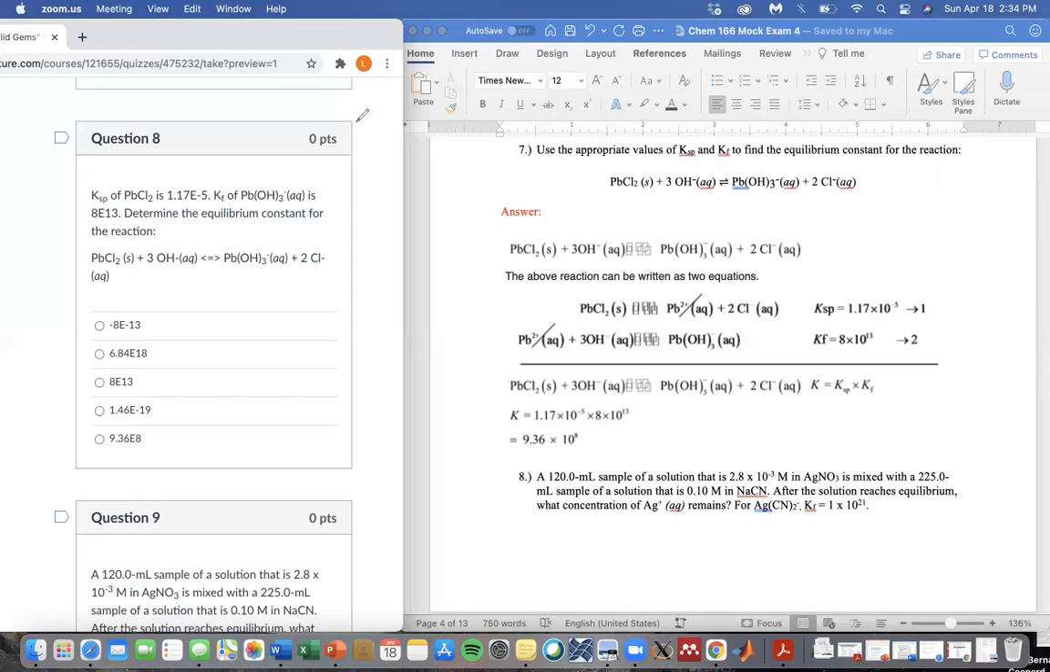So once you know how to do that, it's pretty straightforward, just multiplying these two K values that you're given. You multiply that 1.17 times 10 to the 5th and 8 times 10 to the 13th, and you would get 9.36 times 10 to the 8th. Do you have any questions about that one?